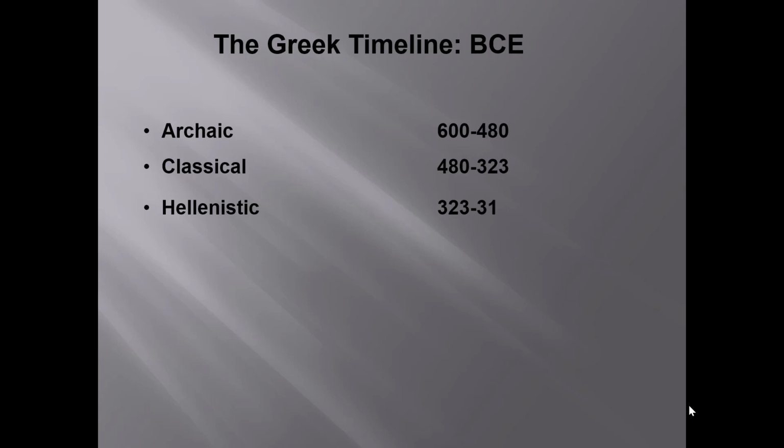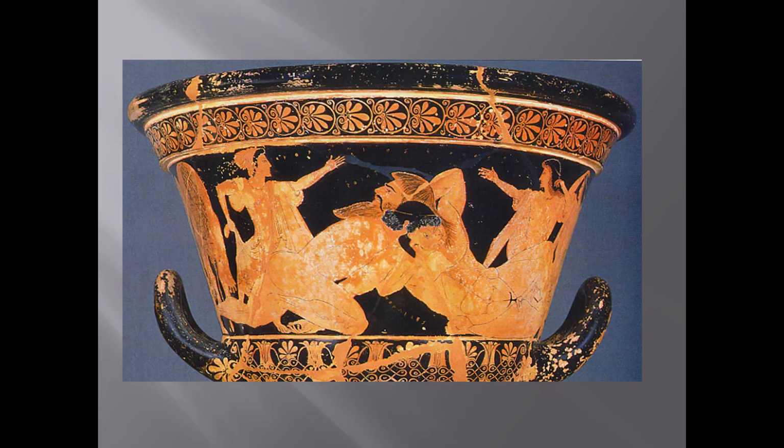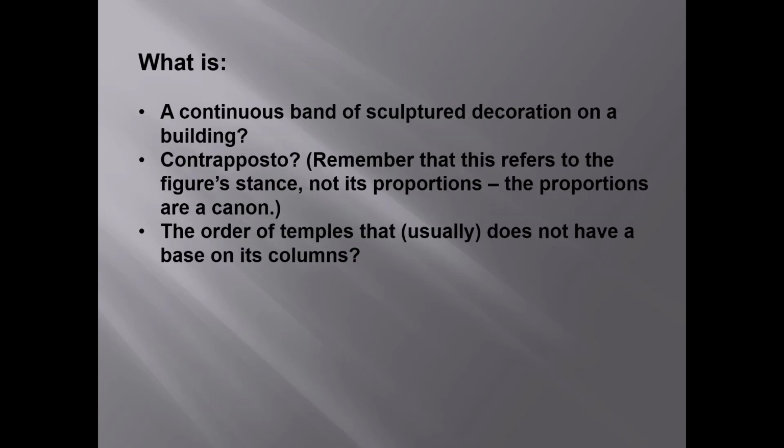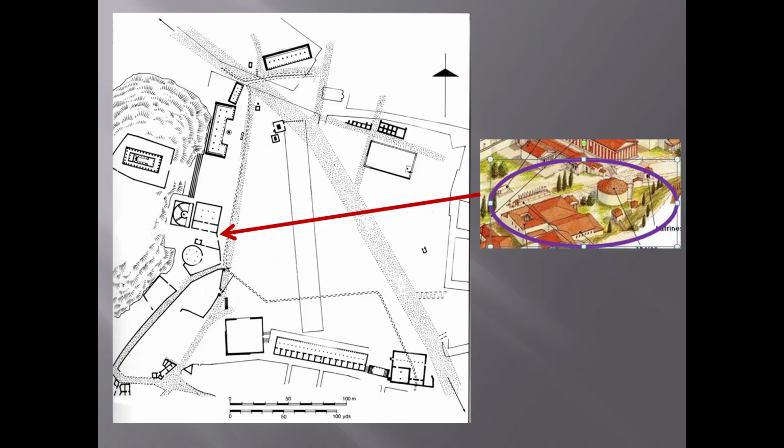Next podcast. What kind of vessel is this? What was it primarily used for? This was not a required image, but you should recognize the shape and the red figure technique. This slide should be self-explanatory. This one too. Oops, no labels, just as there are no labels on the AP required image.